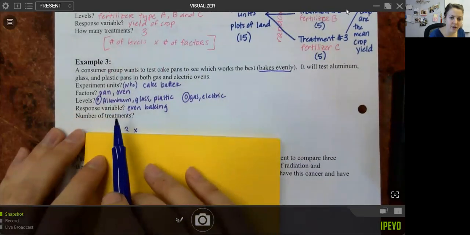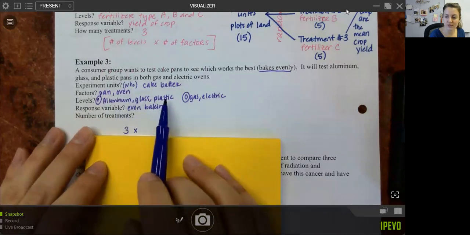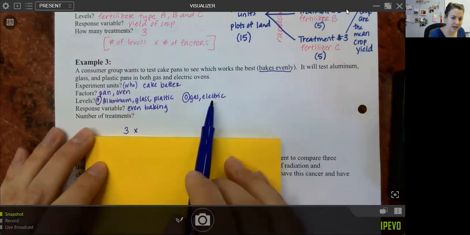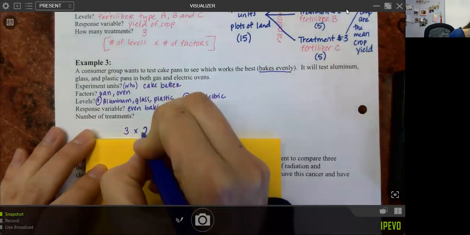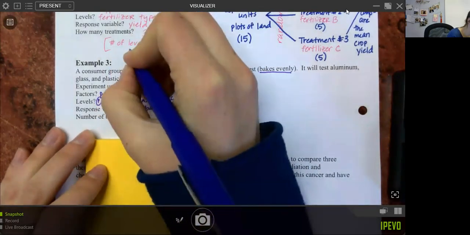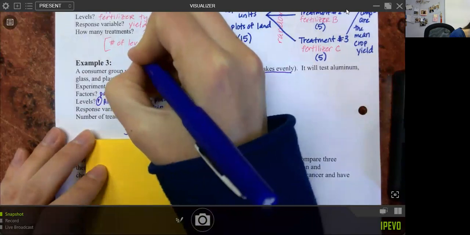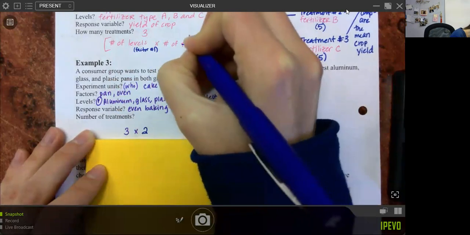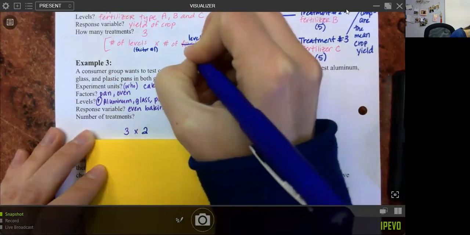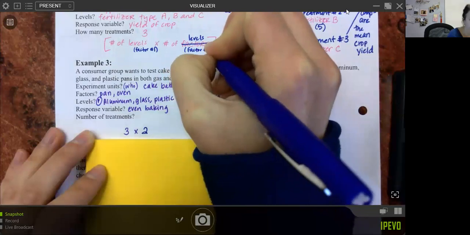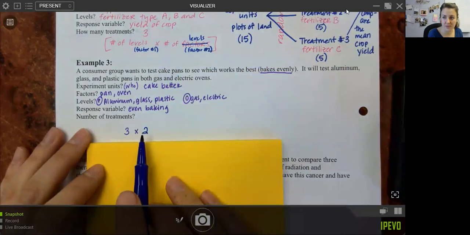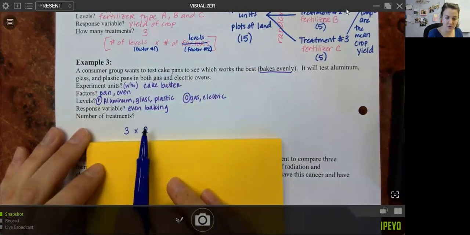So because we have 3 different levels for our type of pan, we're going to multiply that with the number of levels that we have for the type of oven. So it's going to be 3 times 2. So I could say here number of levels for factor number 1 times the number of levels for factor number 2. Sorry again about that little misprint, but hopefully that makes a lot more sense. If you have more than 1 factor, you want to multiply to see how many combinations total you can get.